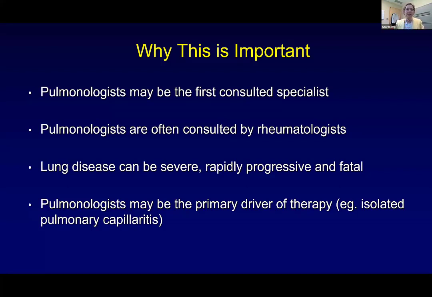And lung disease can be very important in the rheumatological conditions because it can be severe, rapidly progressive, and fatal in some conditions. And for some of these conditions, we are actually the primary driver of the therapy. And this is predominantly in the vasculitic conditions where children have isolated pulmonary involvement, like isolated pulmonary capillaritis. So that's similar to the isolated CNS vasculitis, where the neurologists are primarily the driver of the therapy there rather than the rheumatologists.